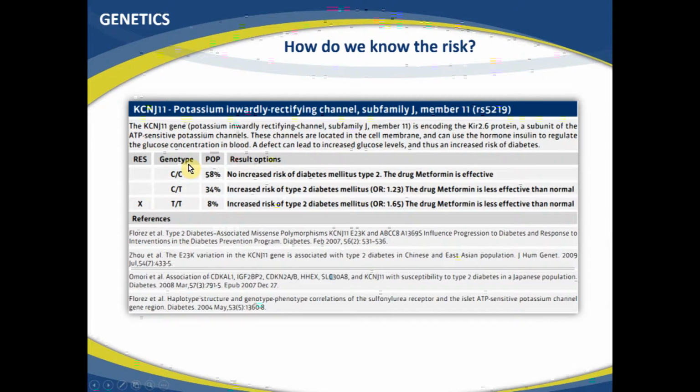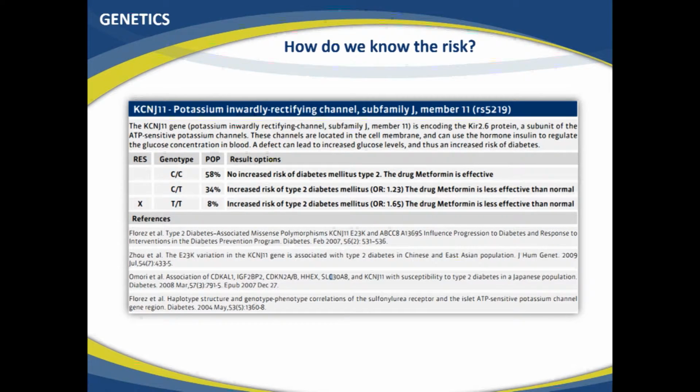And here you see the meaning, or the genetic traits that this genetic variation causes. For example, the CC causes no increased risk of diabetes mellitus type 2, and the drug metformin is effective. So really no risk, and also a certain drug works better.